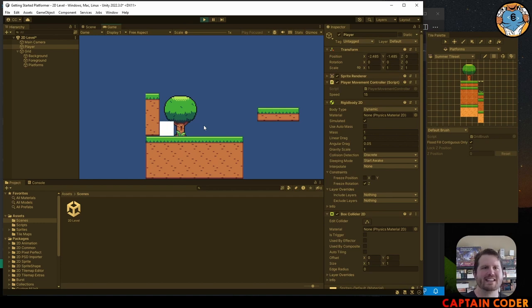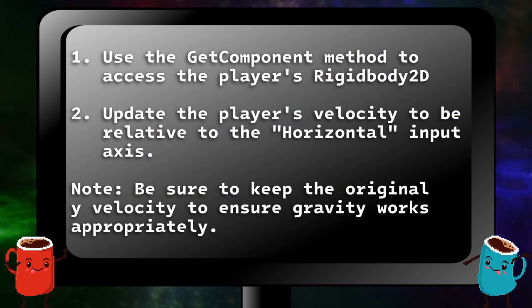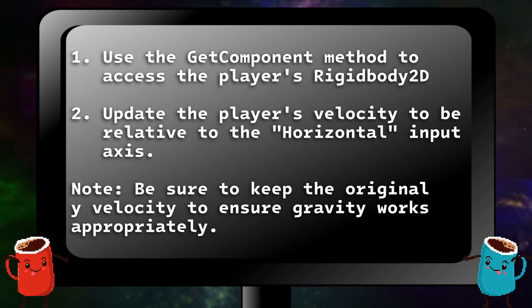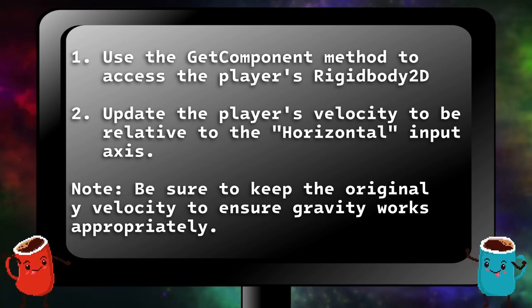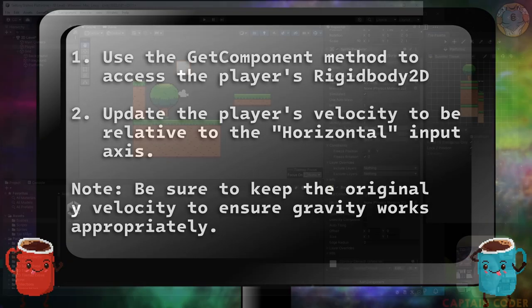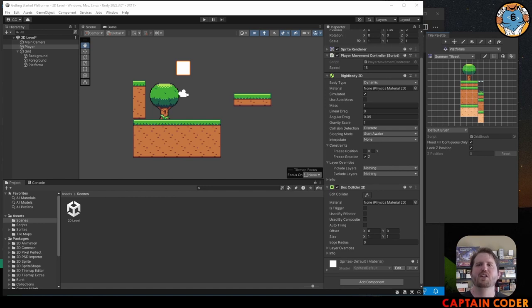All right, now it's your turn. Go ahead, update your player movement controller to use the rigid body's velocity so that we are interacting with Unity's physics system. If all has gone well, your player is now moving smoothly using Unity's 2D physics engine.